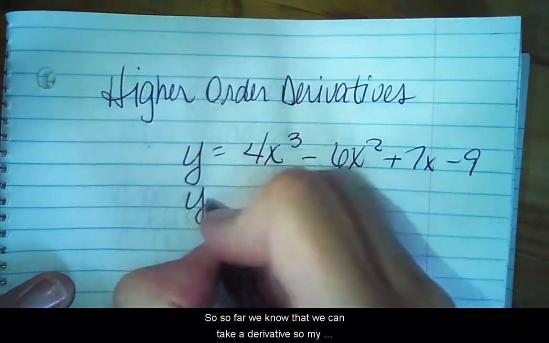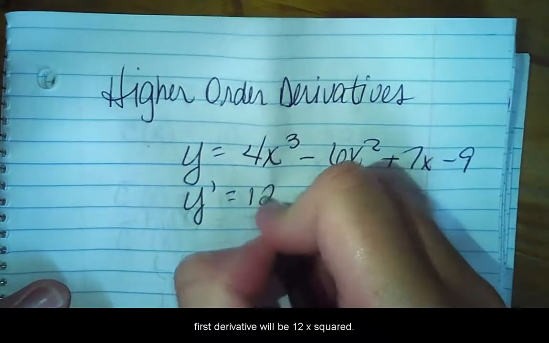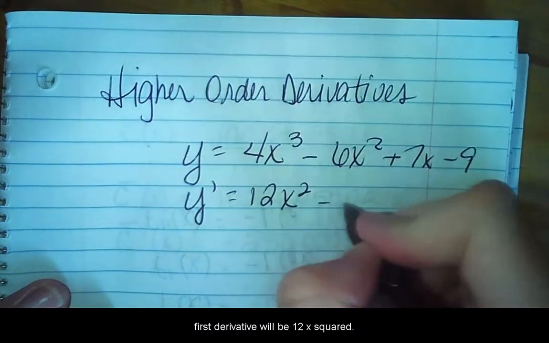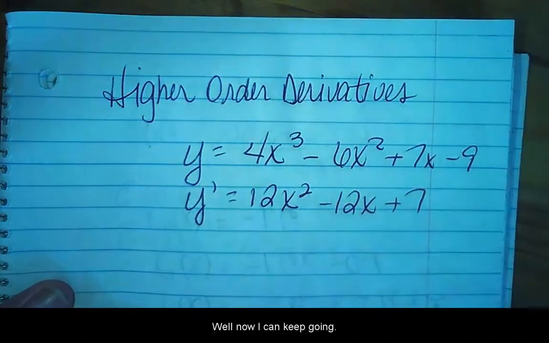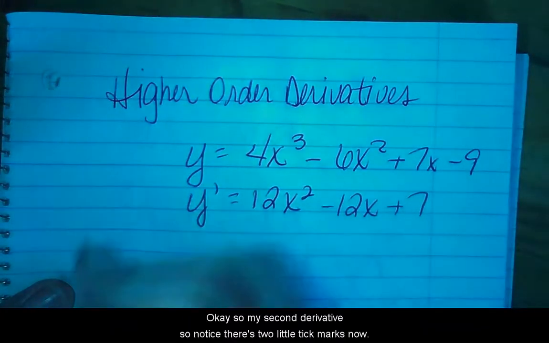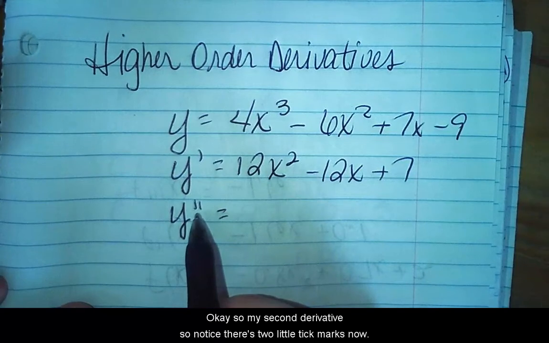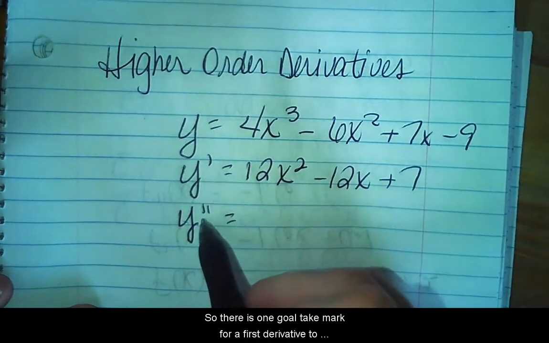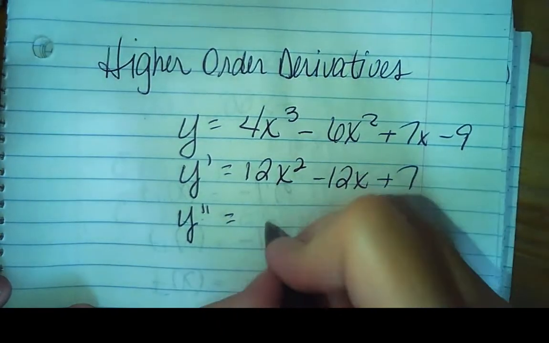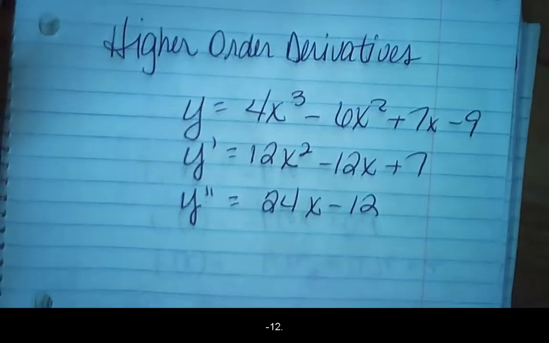So far we know that we can take a derivative. So my first derivative will be 12x squared minus 12x plus 7. Well, now I can keep going, okay? So my second derivative, so notice there's two little tick marks now. So there's one little tick mark for a first derivative, two little tick marks for a second derivative. So now I got a 24x minus 12.